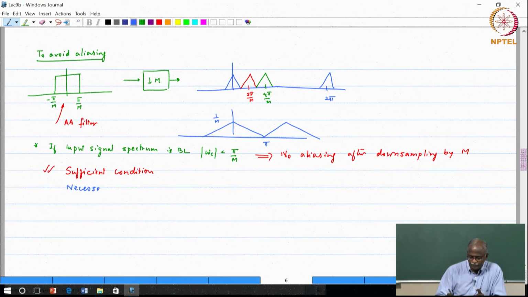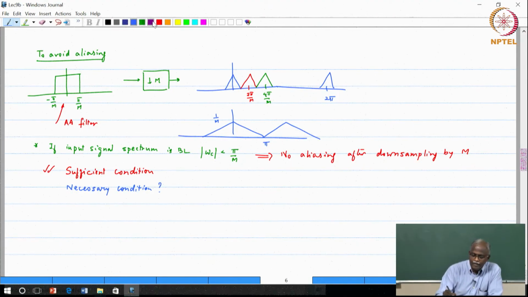Question is, is it a necessary condition as well? Are there cases where you are not band limited to pi over M and you still do not incur aliasing in the process of downsampling? And the answer is yes, that occurs with band pass sampling. Okay. So, basically it is not a necessary condition.